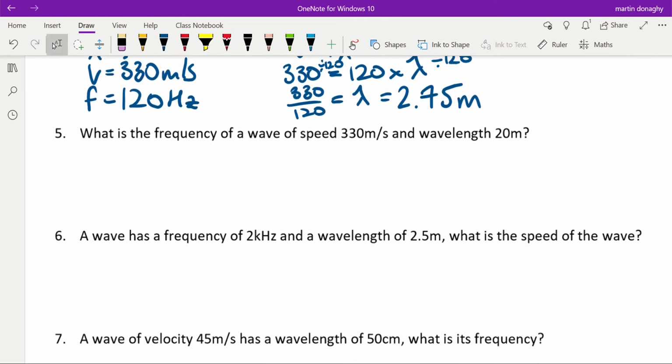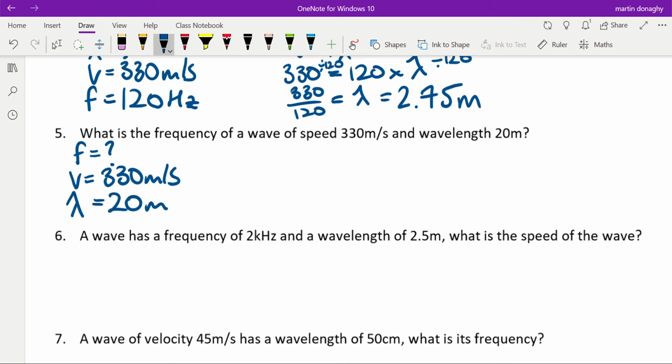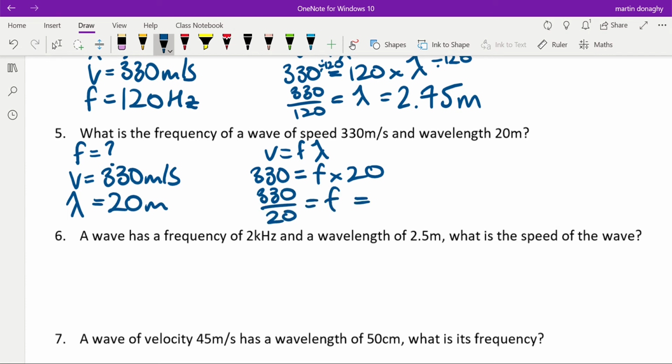Question 5, what is the frequency? So we're trying to find f of a wave of speed, so that's our velocity, 330 meters per second, and a wavelength of 20 meters. Write out your equation, put in your values, divide both sides by 20, which will give us 16.5, and it's a frequency, and frequency is measured in hertz.